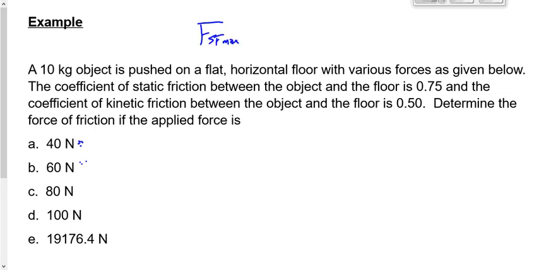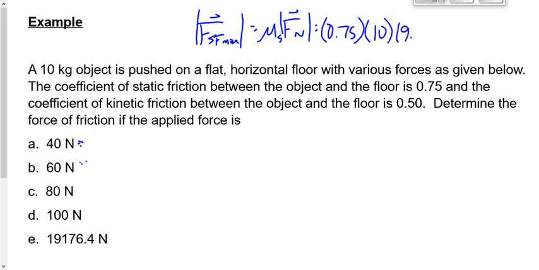FSF max is equal to mu times the normal force. We're looking for the coefficient of static friction here, which is 0.75, times the normal force on a flat horizontal surface, which is 10 times 9.81. That's 73.575 newtons. That's not my answer to any of these questions, right? This is my maximum possible force of static friction. I'm only using this number to determine if it moves or not.